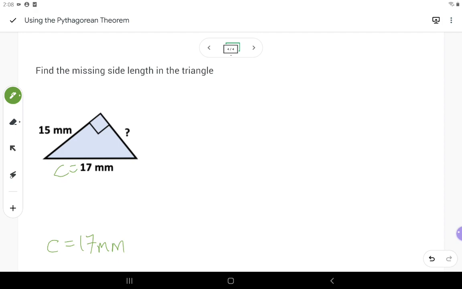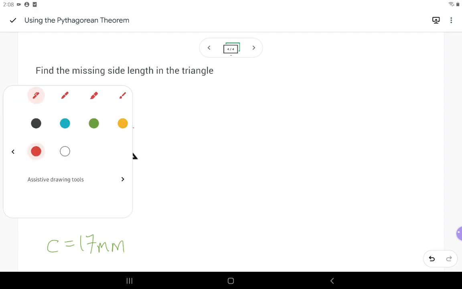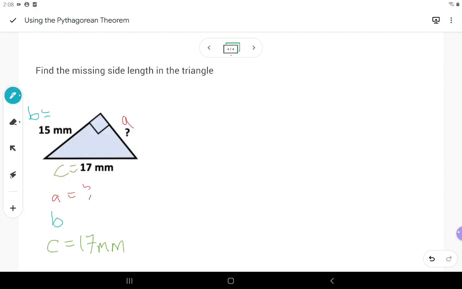And again, it really doesn't matter. I'm going to call this one b because I think the other one looks smaller. But you know what? It really wouldn't matter if I said b was the one that was missing and I filled in a. Makes no difference at all. So a, in my case, is the one I'm looking for. And I'm going to say that b is 15 millimeters.